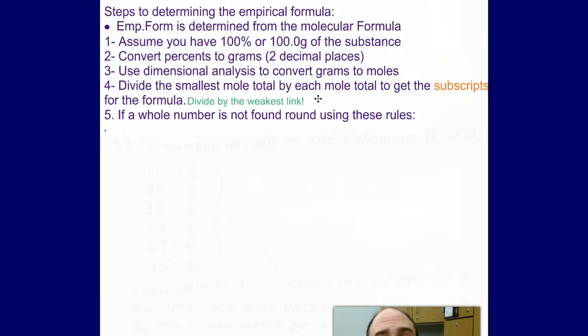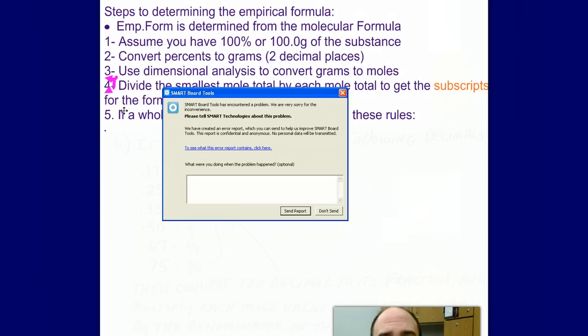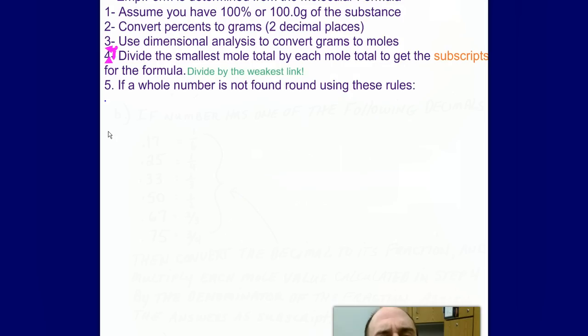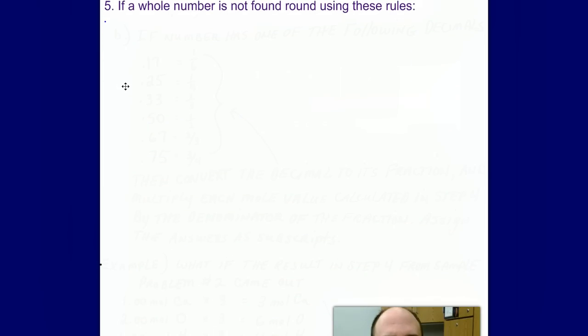Basically, that's you are the weakest link. Divide by the weakest link. And we're going to look at what that means right there. That's a very important step. Maybe you should circle this one right here, number 4. Important one to know. And number 5 here, you are going to take a look at a whole number, and if it is not found, round using these rules. We're going to look at that and see exactly what I mean. And this will all make sense in the example that we work out.